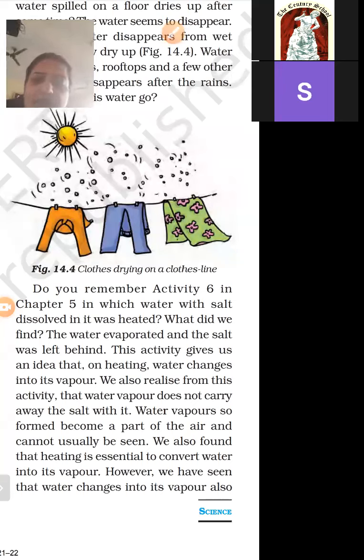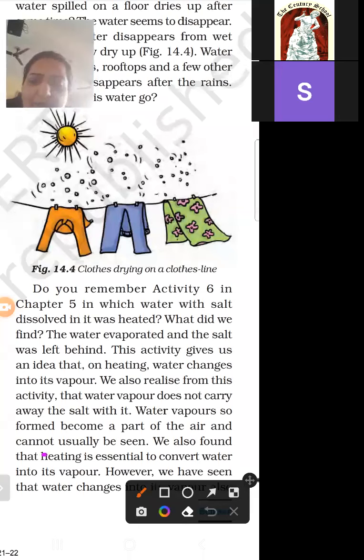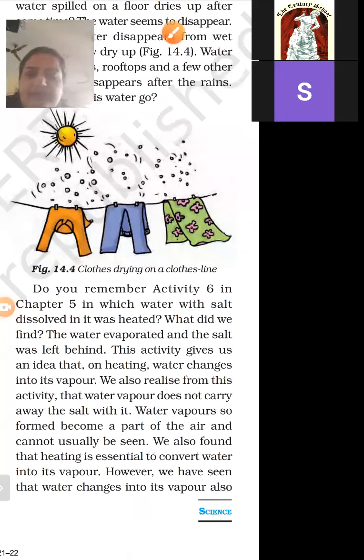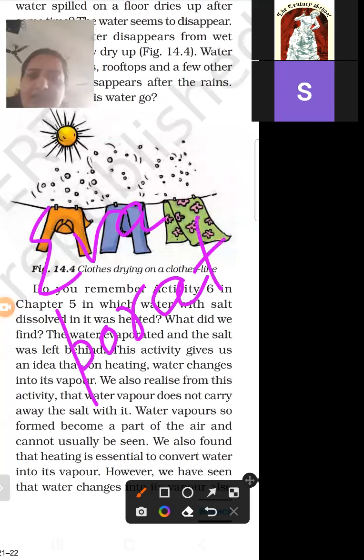और ये वाटर वेपर कहाँ चल जाते हैं? हमारे एयर में चल जाते हैं, और वाटर वेपर को हम see नहीं कर सकते. We cannot see the water vapor. It is also found that heating is essential to convert water into water vapor. And what is this phenomenon? This phenomenon is called evaporation.